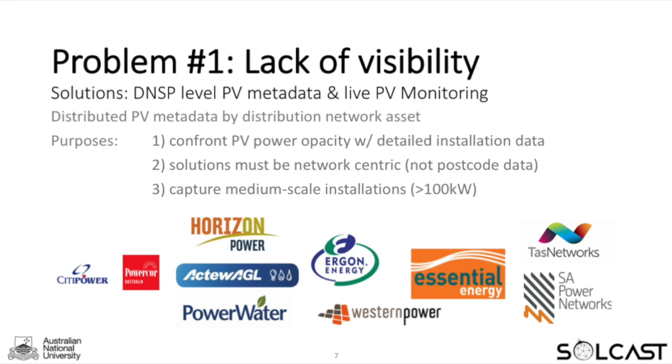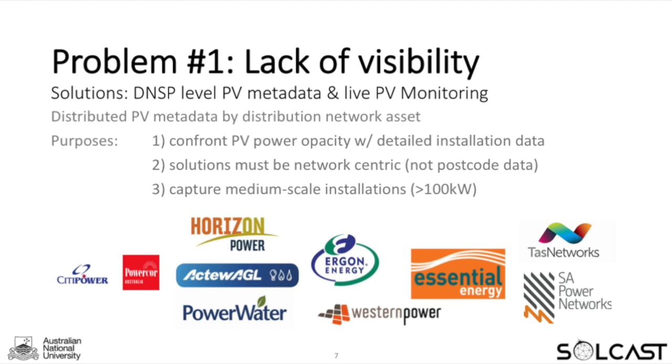So problem number one, let's go back to these two problems. The first problem is a lack of visibility. And the real challenge here is there's not actually good data sets about distributed small-scale solar that are out there that are freely available. There's some great postcode level data from the Clean Energy Regulator that's then put out there in better refined form by APVI, but really that does not map back to our network.